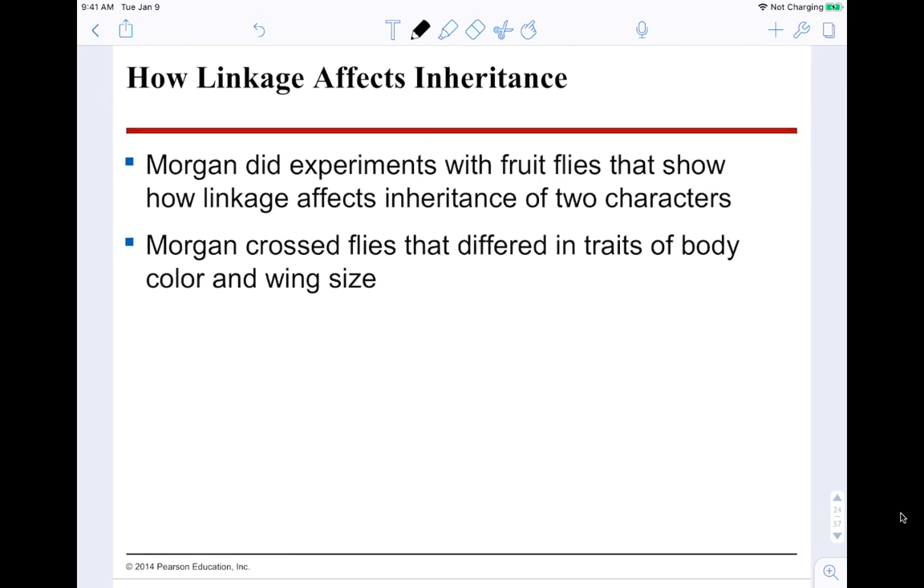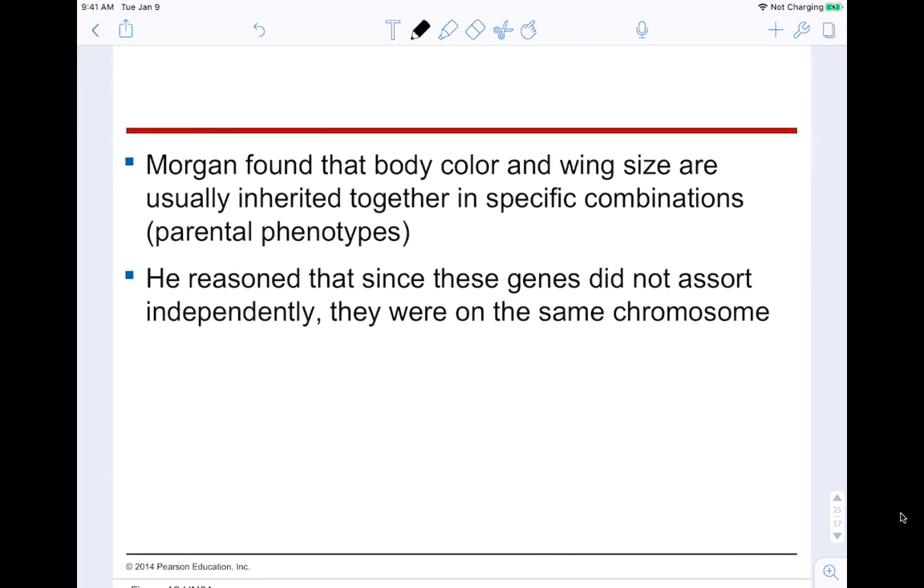So how linkage affects inheritance. Morgan did experiments with fruit flies to show how linkage affects inheritance of 2 different characters. Morgan crossed flies that have different traits of body color and wing size. He found that the body color and wing size are usually inherited together in specific combinations, or the parental phenotype, so whatever the parents looked like. He reasoned that since these genes did not assort independently, they were on the same chromosome.